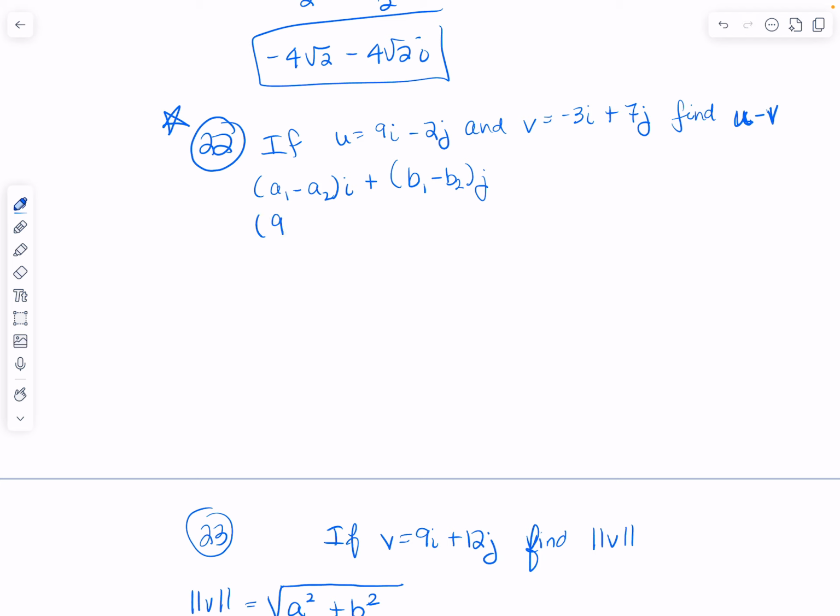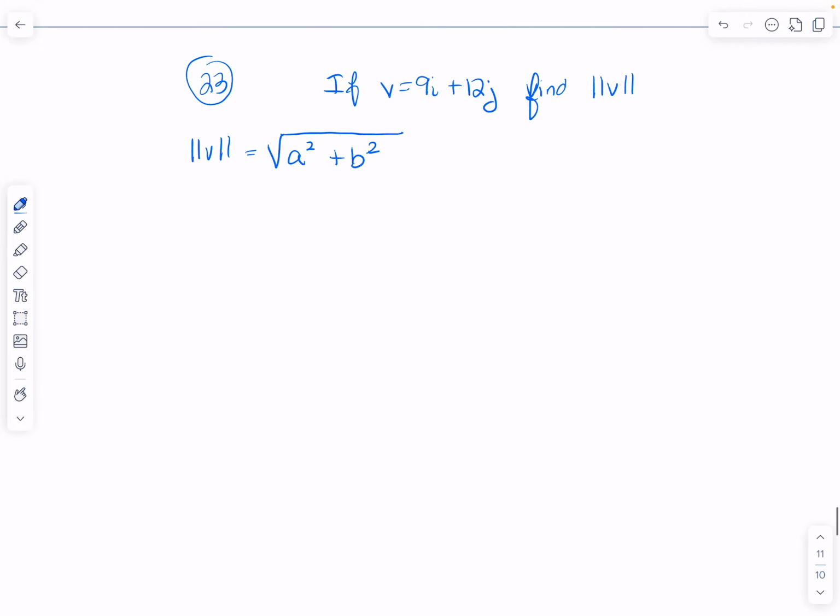This looks like 9 minus negative 3i plus the b component is negative 2 minus 7j. So 9 minus negative 3 will give me 12i minus 9j. So that is the resulting vector from subtracting those two.